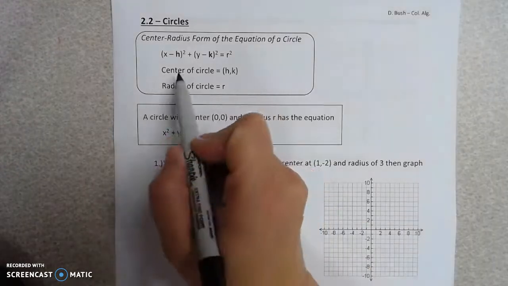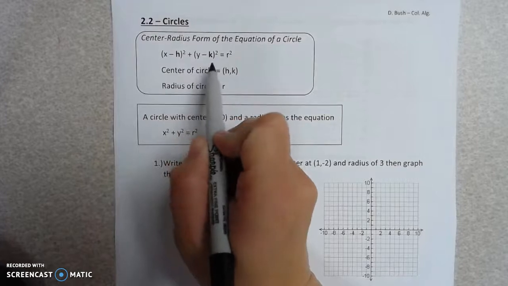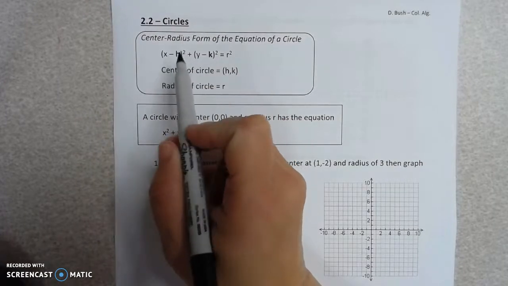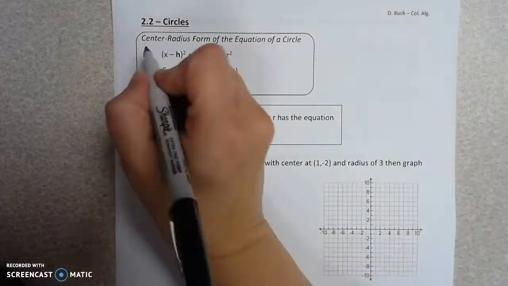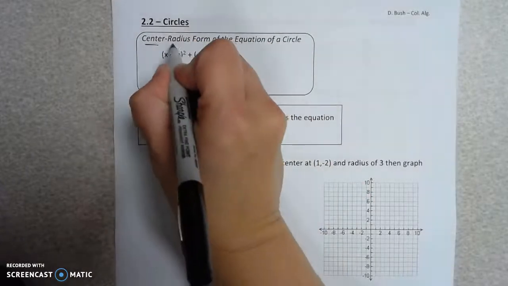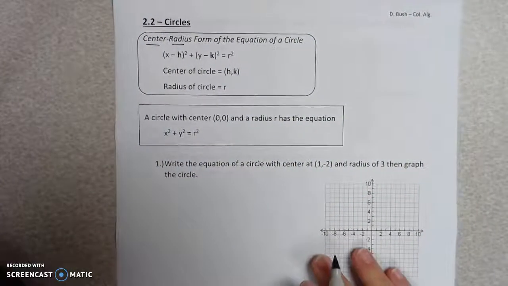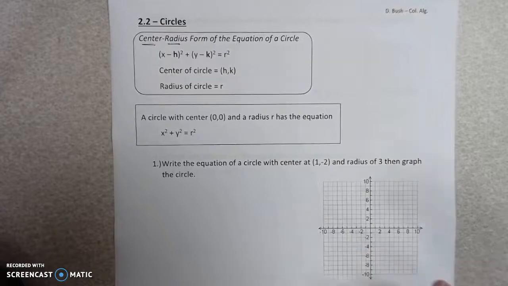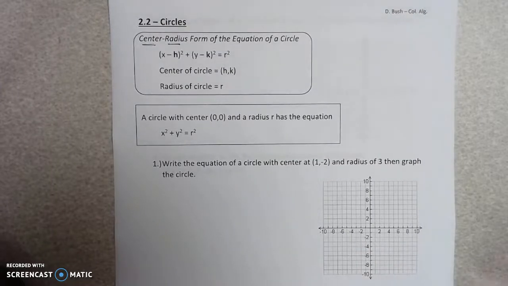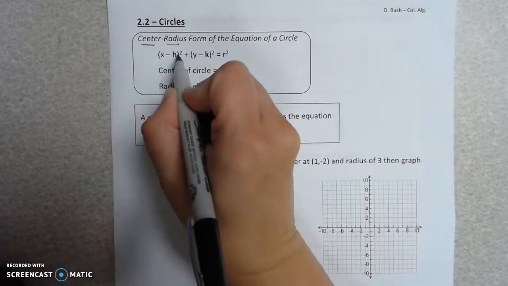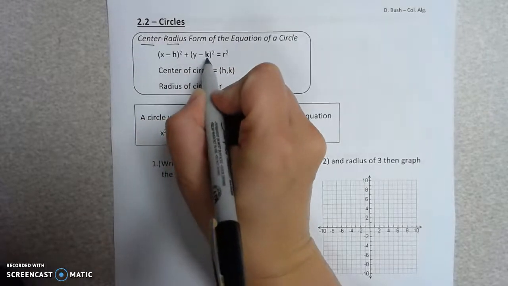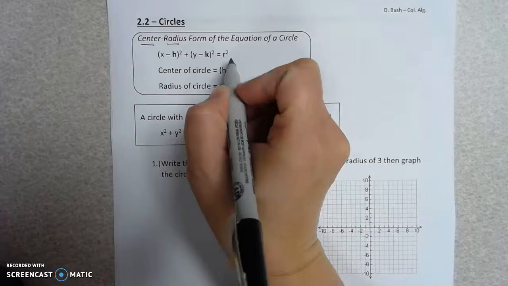Alright, so first of all, here's the form of the equation of a circle, the center radius form. So the name tells us what we can get from that equation. We can get the center and we can get the radius. Those two pieces of information are located within the equation. They will also help us write the equation. Alright, so the form says x minus h squared plus y minus k squared equals r squared.